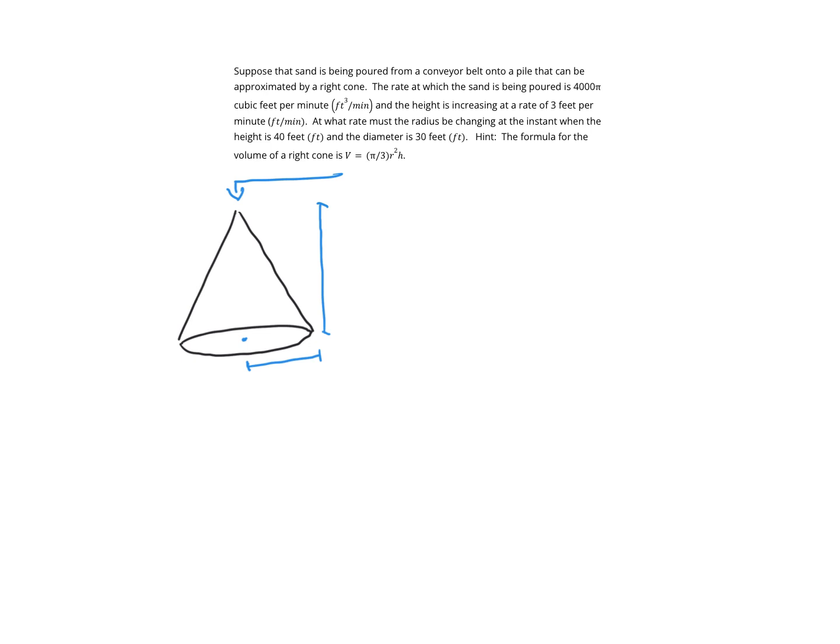We're going to let the vertical height of the cone be h of t, and we're going to let r of t be the radius of the cone. The formula for the volume is V, which we're going to write as V of t, is the constant pi over 3 times the radius of our cone squared times the height of the cone. In this problem, we want to find the rate of change of the radius at a moment in time.